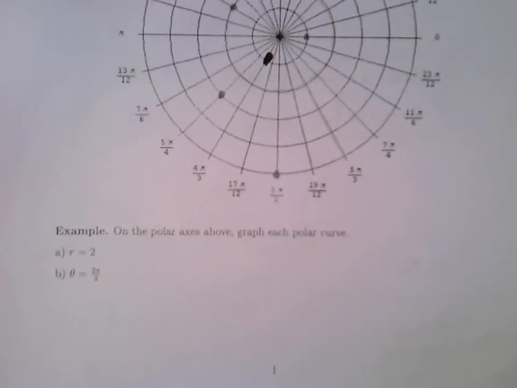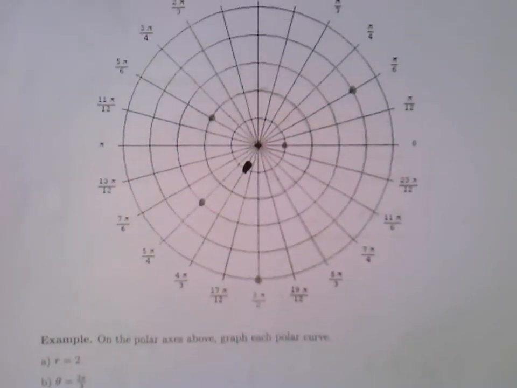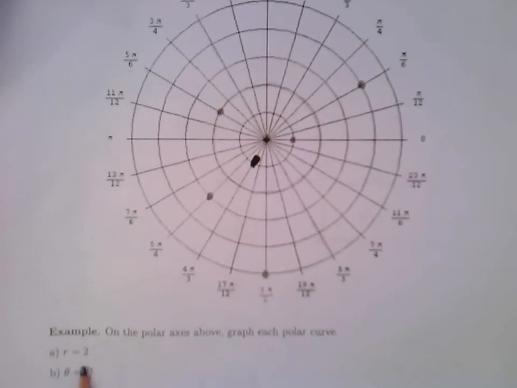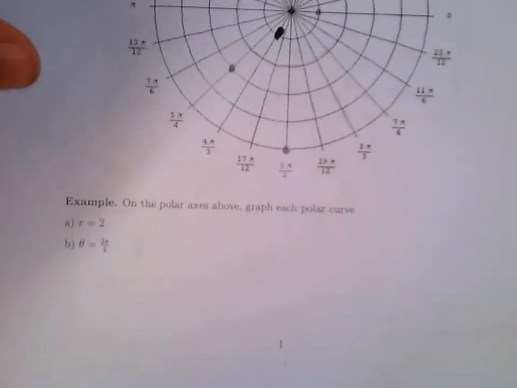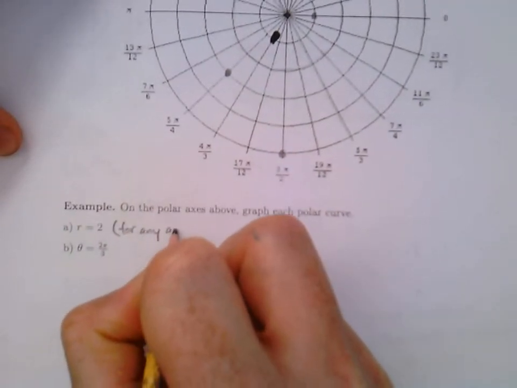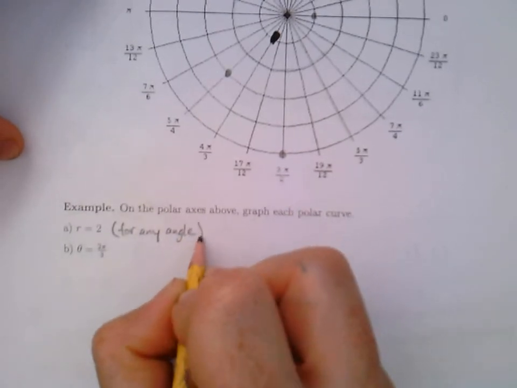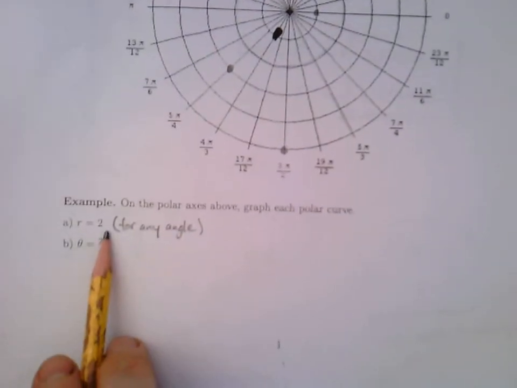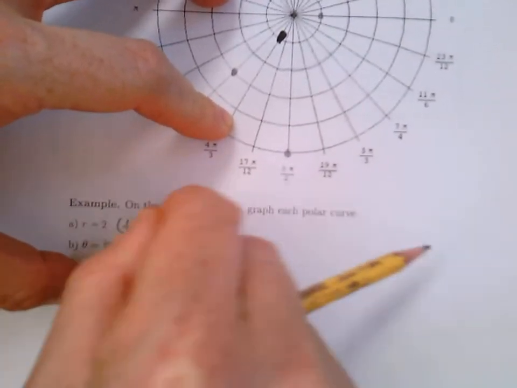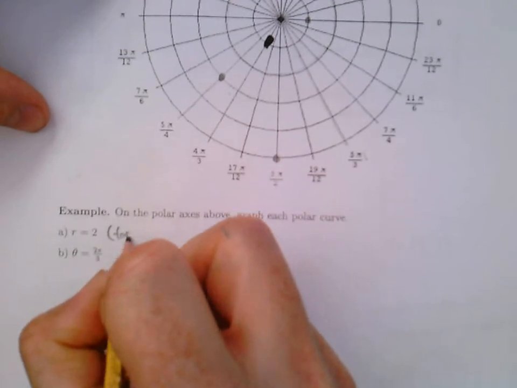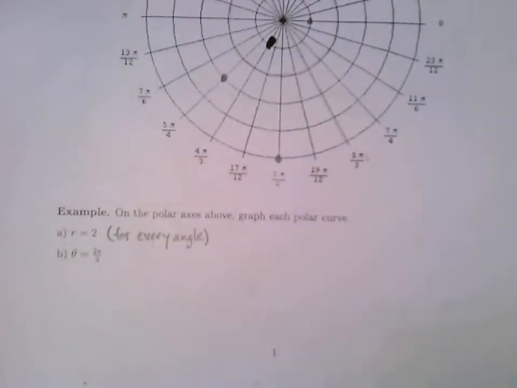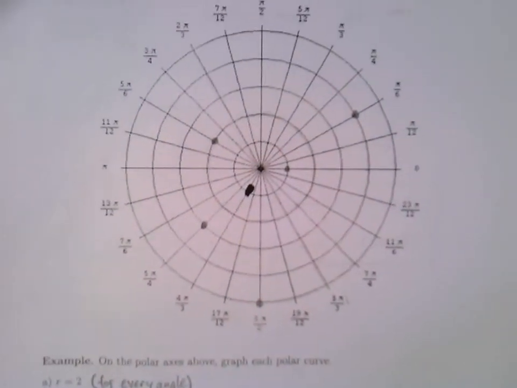What would that look like? Those are going to be full-on curves. Let's start with r equals 2. So r equals 2 means that that's the radius for any angle. Your radius is 2. You might even say for every angle. Let's make it even more clear. At every angle you consider, the radius is always 2.